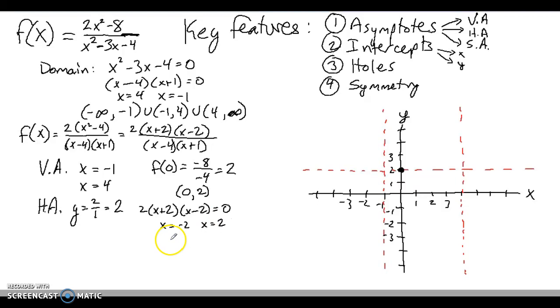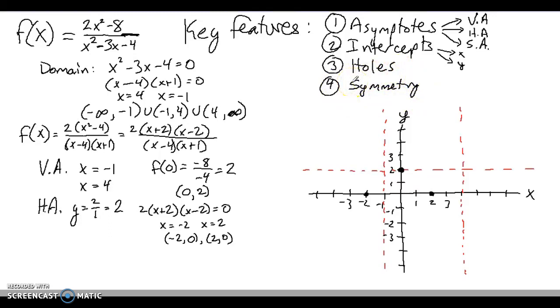Again, some textbooks will accept that as the x-intercepts. Some will require that you do (-2, 0) and (2, 0). Just pay attention to your textbook and your teacher. And we already determined there are no holes.